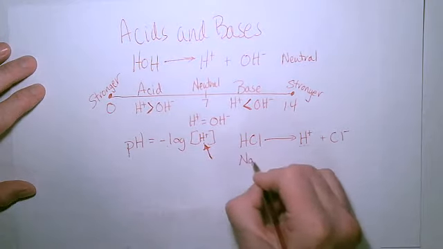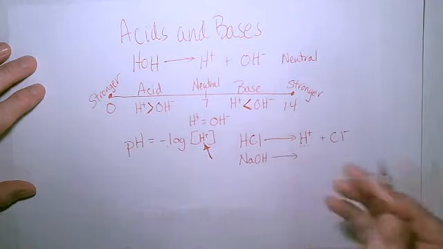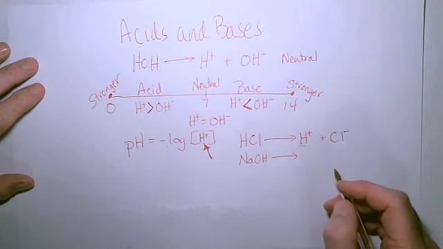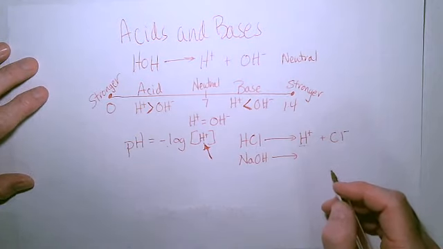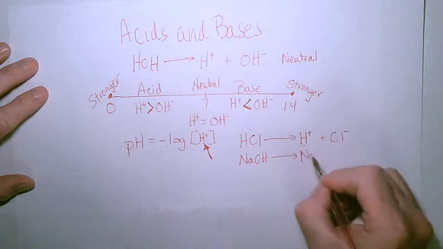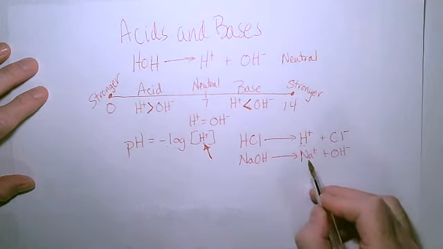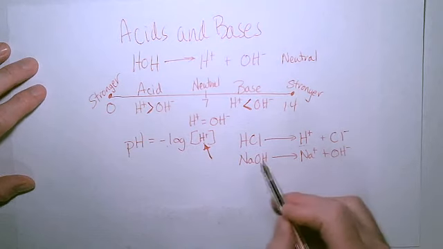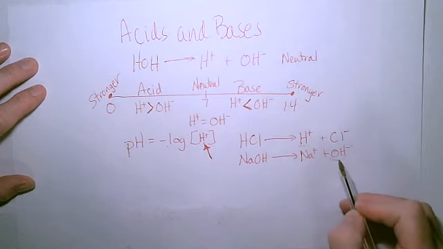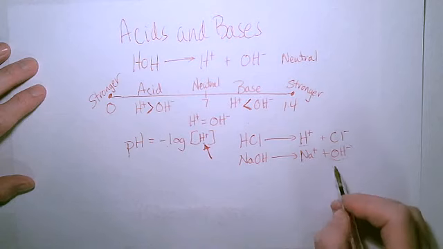We also have sodium hydroxide that we sometimes use in certain labs as a base. And again, this can break down into sodium and hydroxide ions. So here we have our sodium and our hydroxide. So this is a strong base. We have lots of hydroxide ions here, no hydrogen ions.